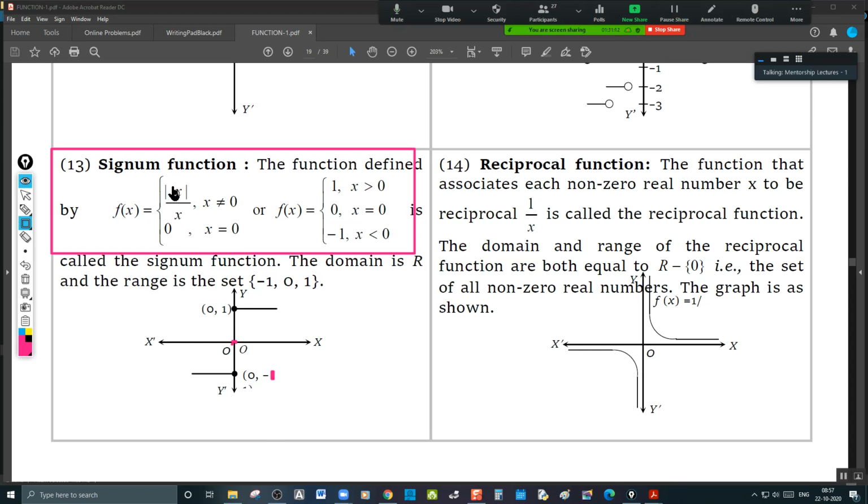Next, reciprocal function. Y is equal to 1 by x. It extends from 0 to infinity like this, and it extends from -infinity to 0 like this. Do you recognize this shape in geometry? Rectangular hyperbola. It is a rectangular hyperbola, xy is equal to c square.